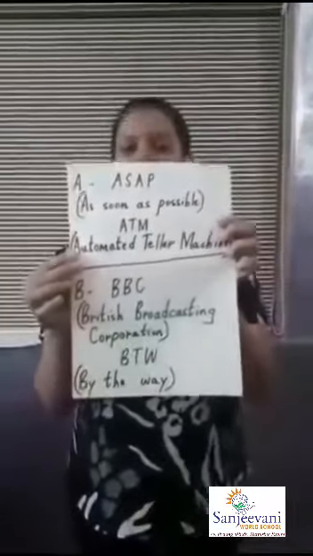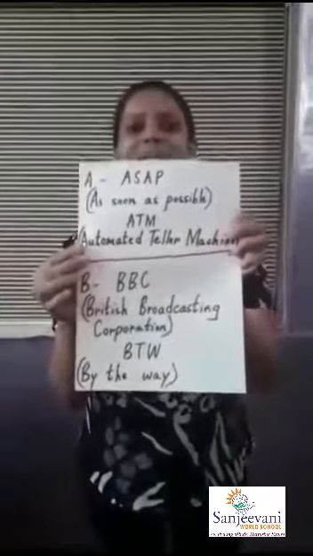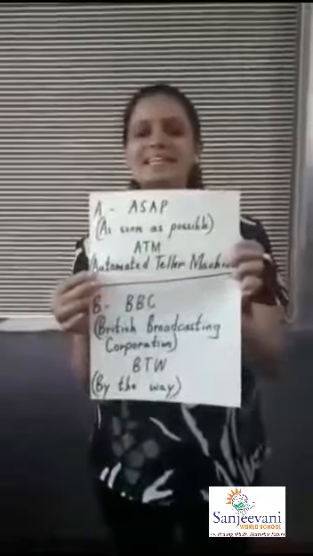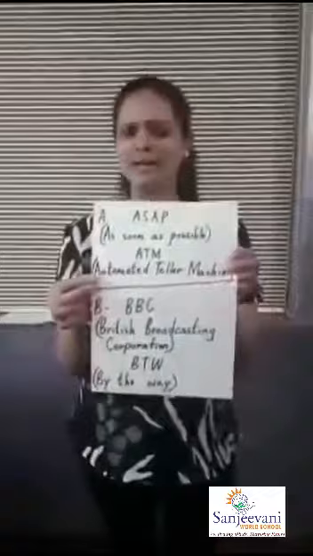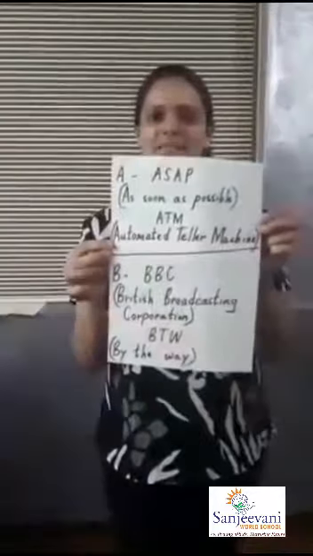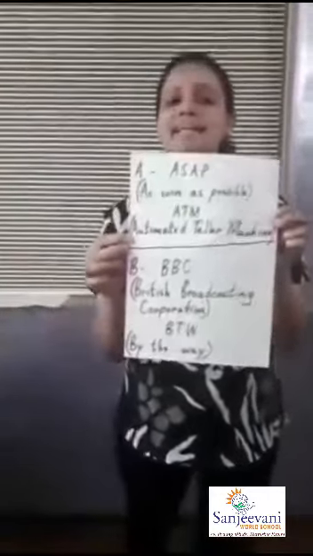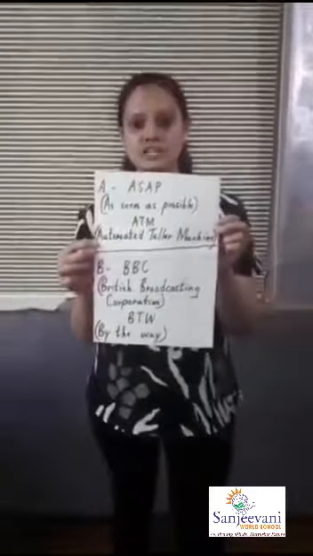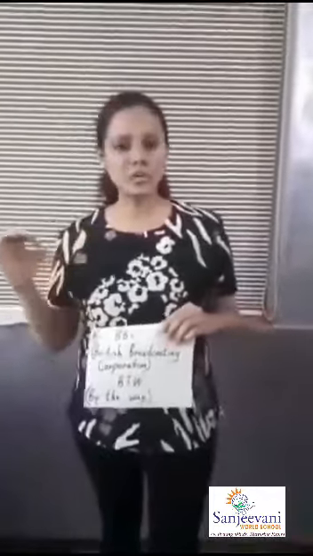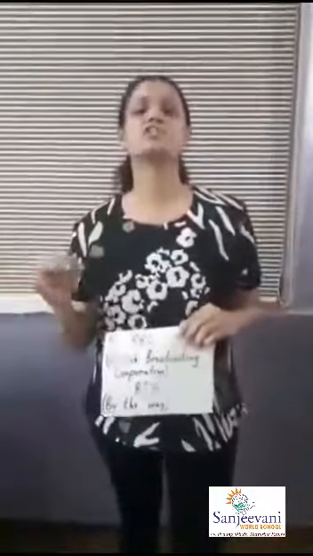See, I have prepared this. Can you see? Letter A. ASAP, commonly used on WhatsApp. As soon as possible. Another one is ATM, commonly used by us. Automated teller machine. I want you to prepare at least two abbreviations for each letter. You will go on preparing abbreviations for different 26 letters. For letter A, two abbreviations.